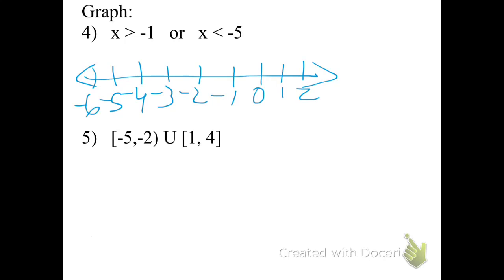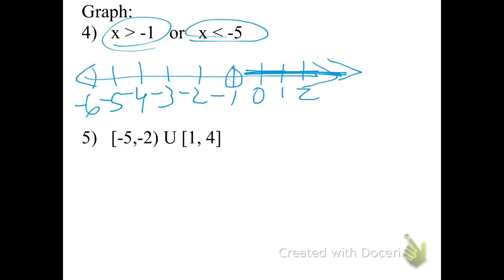Okay, we got two pieces. X is greater than -1, so go to -1, put a circle there. We're not going to fill it in because it says greater than, but not equal to. So go there, and you got to shade above because that's where the greater numbers are. So shade to the right.